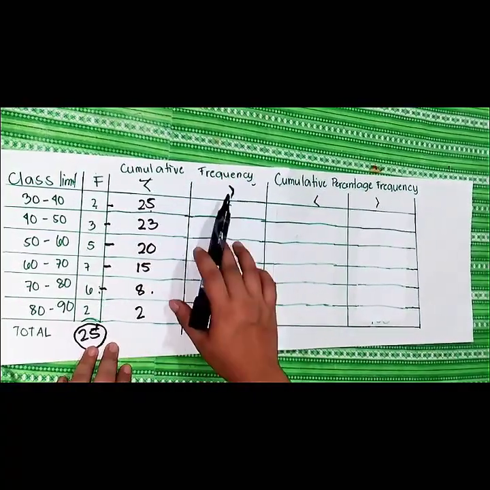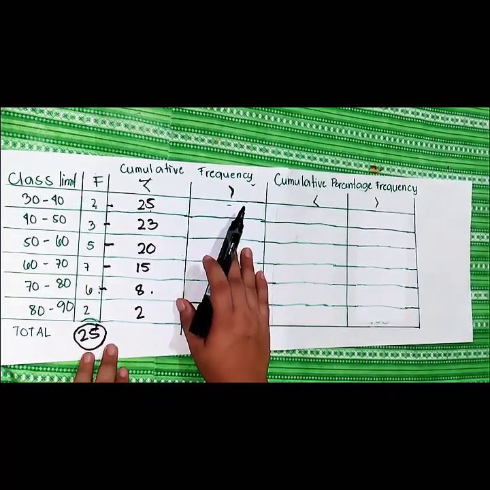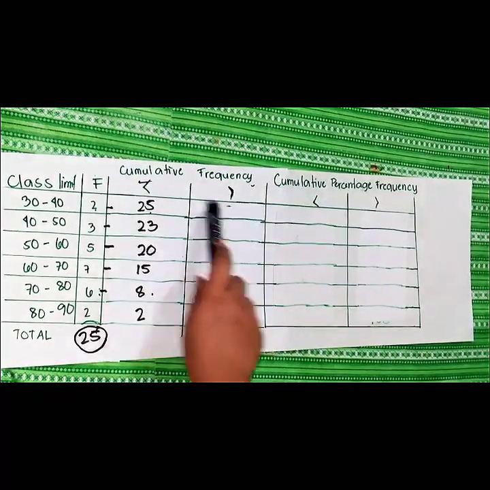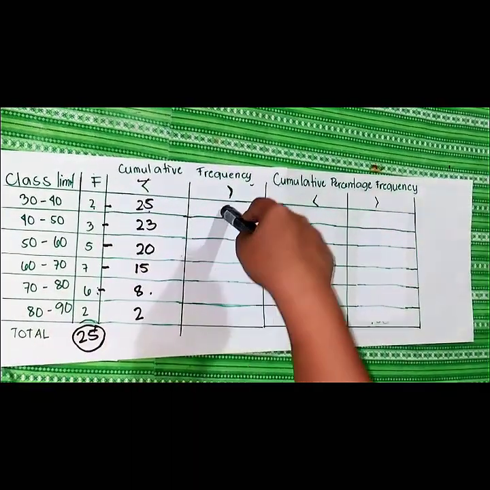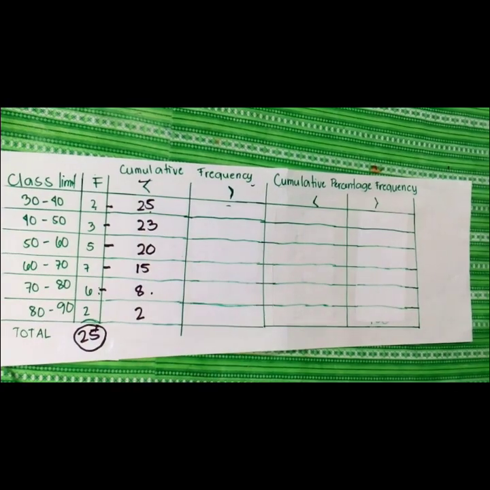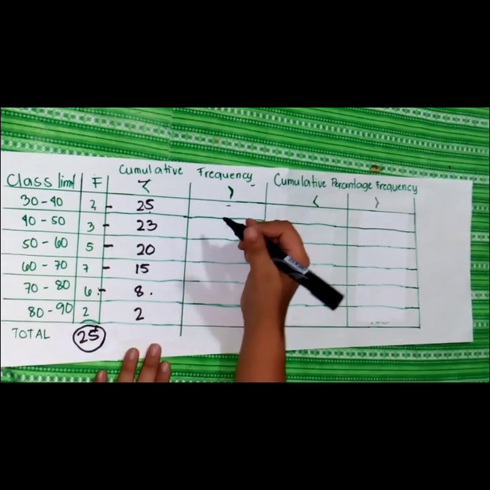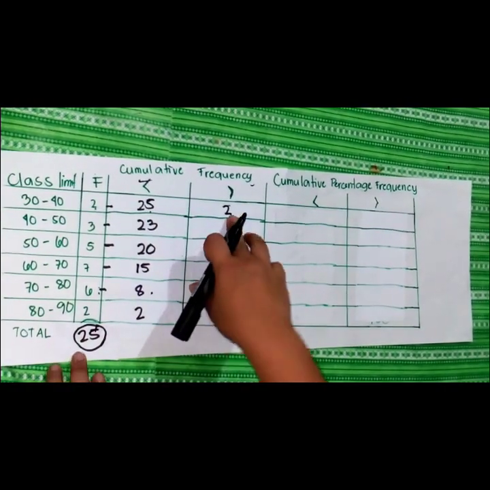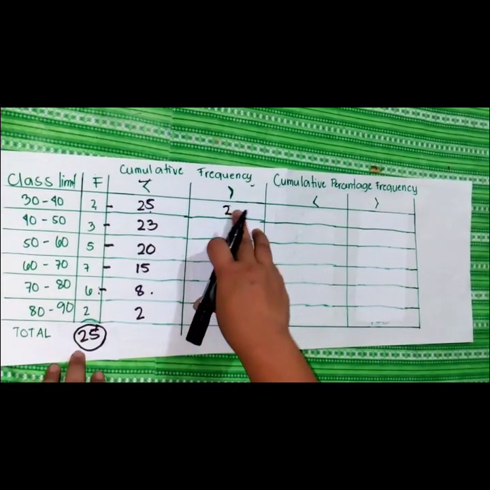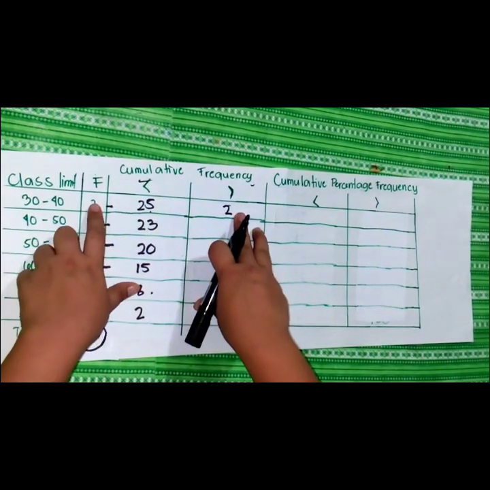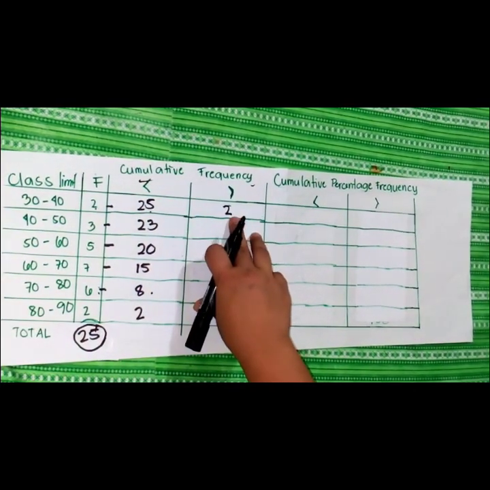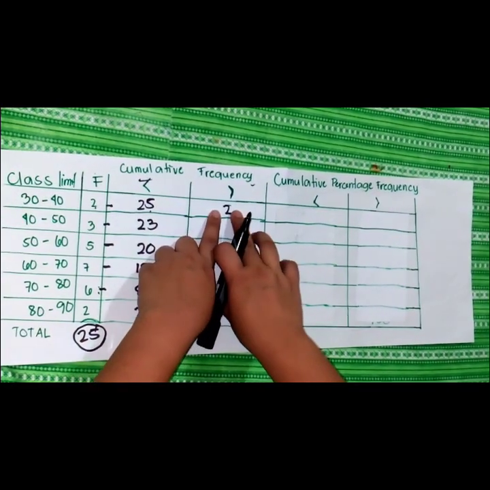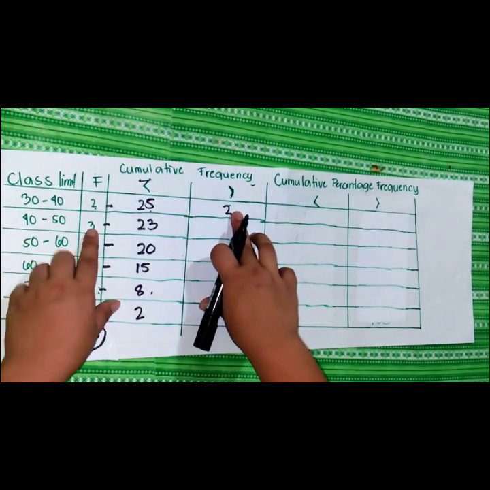Next, how to find the cumulative frequency greater than. In finding the cumulative frequency greater than, first we write the first frequency here, the number 2. Then we add the cumulative frequency greater than to our frequency. In our cumulative frequency greater than, we have 2, and in our frequency, we have 3.